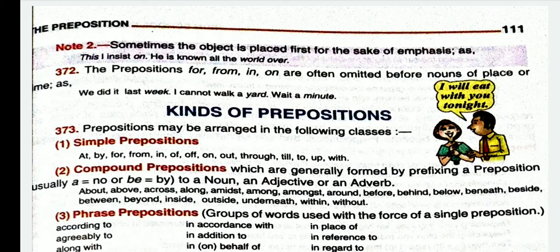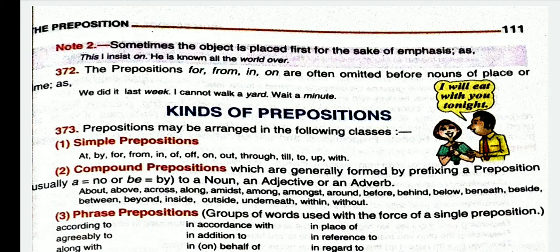And a preposition is used before the noun. So when I say the book is lying on the table, on is used before the noun table, and it is showing the relationship of the table with the other thing, the book. So by definition, a preposition is a word that shows the relationship of a noun with other things, in simplest words. Today we are going to see the kinds of prepositions. Page number 111, section 373. There are three kinds of prepositions.